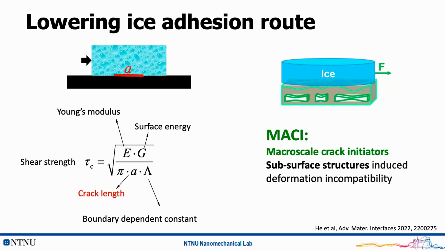How to realize that? We can think about a soft substrate with subsurface structures. You can imagine that when I push the ice on top, I create multiple stress concentration sites at the interface. Every one of these concentration sites can serve as a crack initiator. If all of them initiate cracks at the same time, then we maximize the total crack length, and we can realize super low ice adhesion.